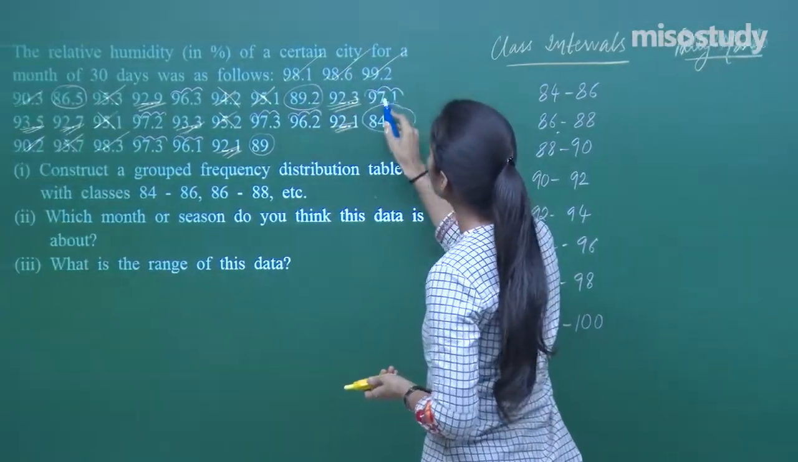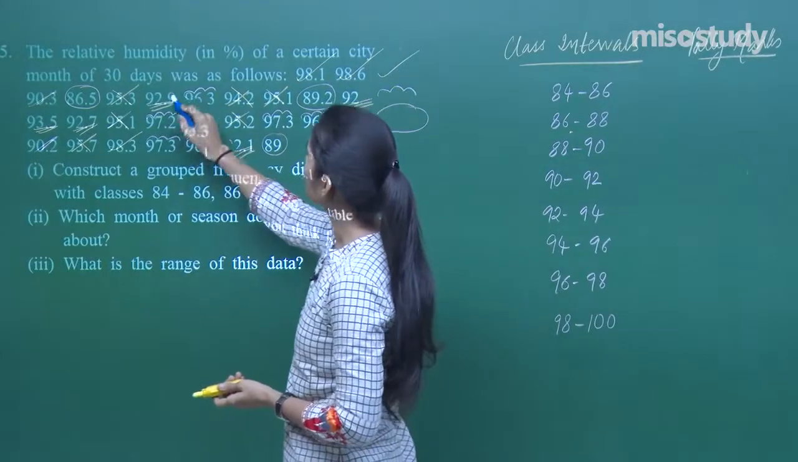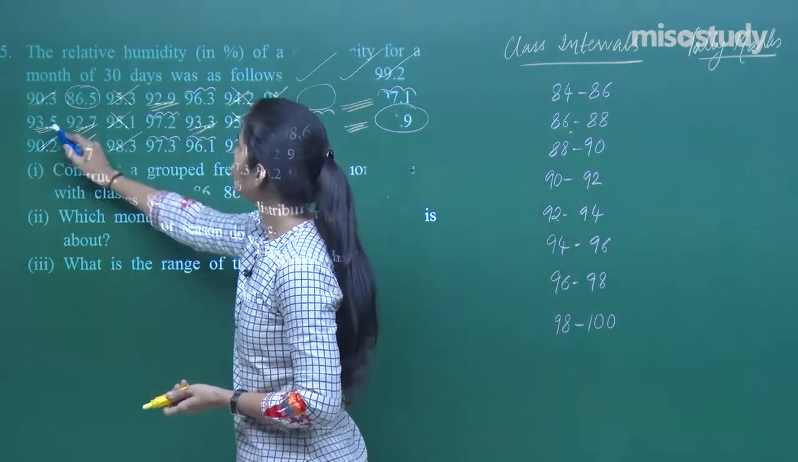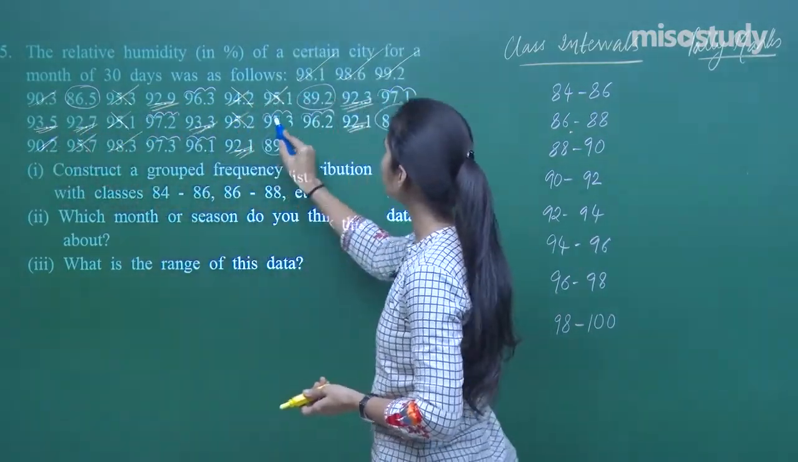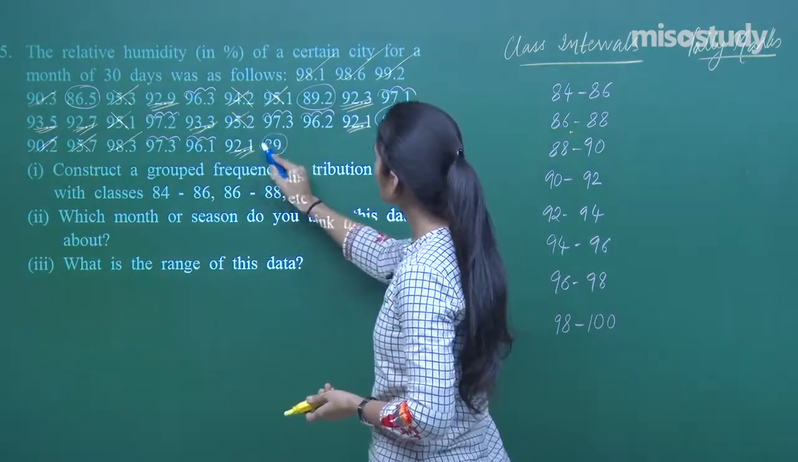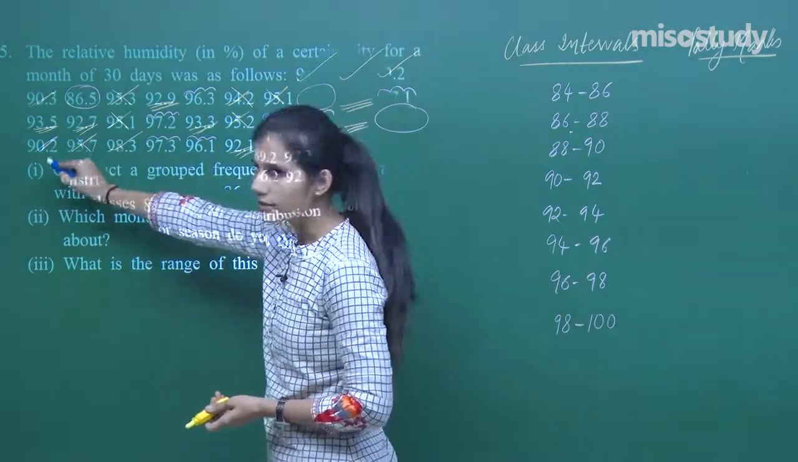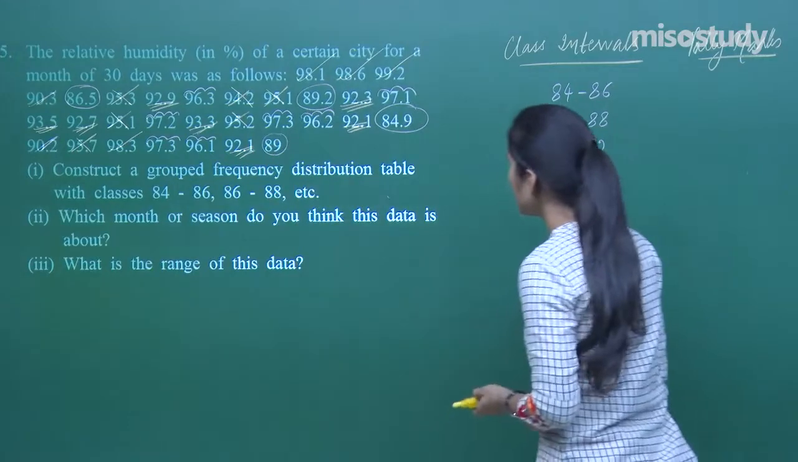It's 1, 2, 3, 4, 5, 6, 7, 8, 9, 10, 11, 12, 13, 14, 15, 16, 17, 18, 19, 20, 21, 22, 23, 24, 25, 26, 27, 28, 29, 30. Let's just see where have we committed a mistake.